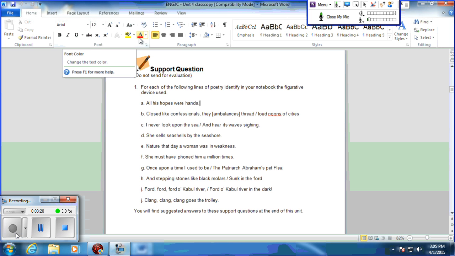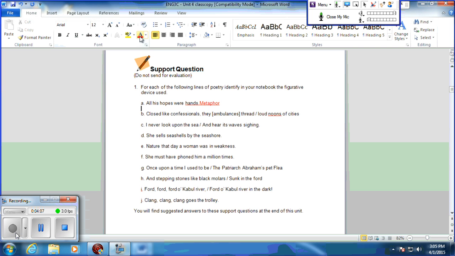So first one, all his hopes were hands. So what's that? Well, it looks like they're comparing hopes to hands. That's not really a normal comparison. So right there, because it's some kind of comparison, we know it's either going to be a simile or a metaphor. Since there are no words such as like or as for a simile, we know this is going to be a metaphor.